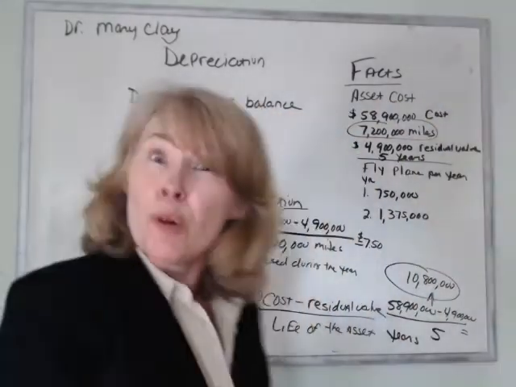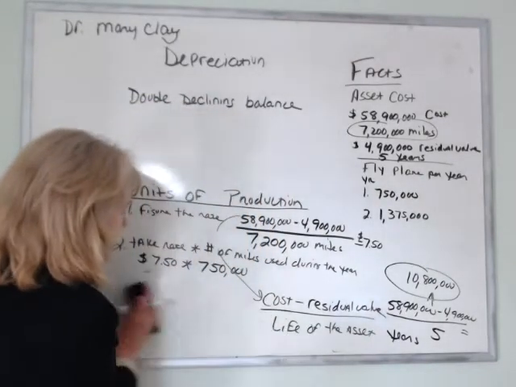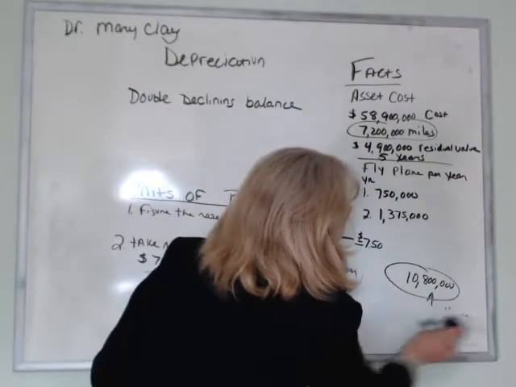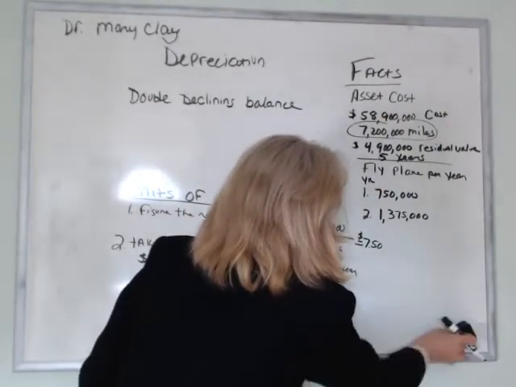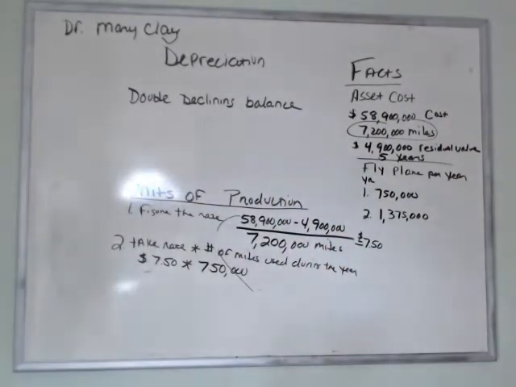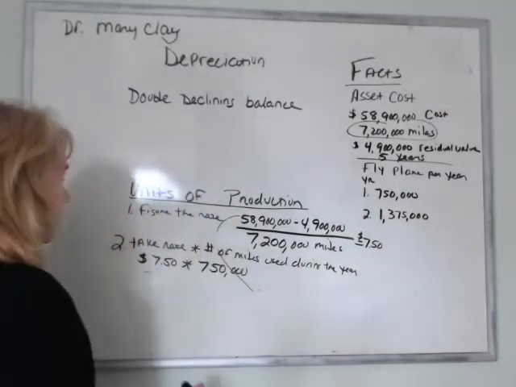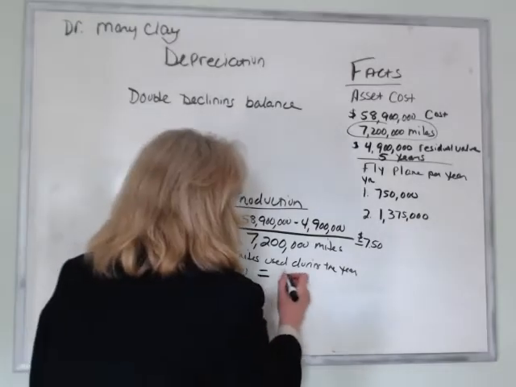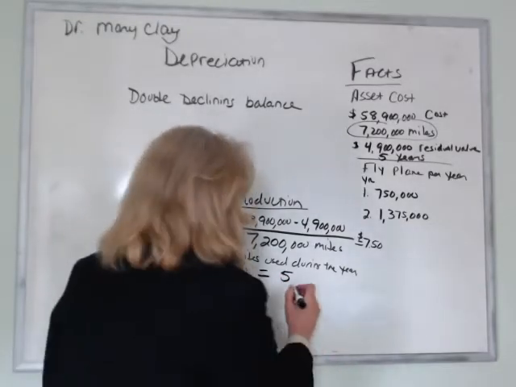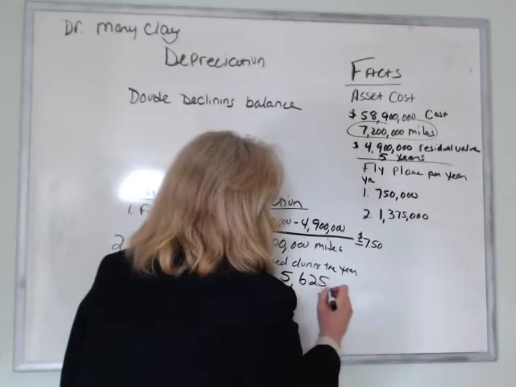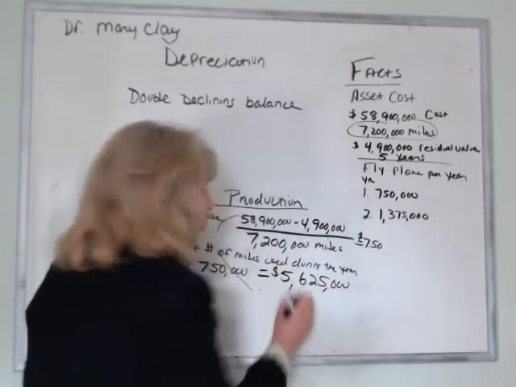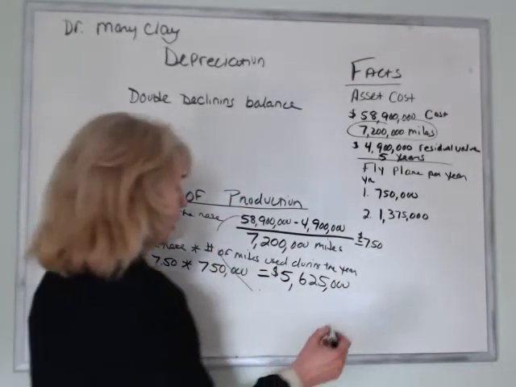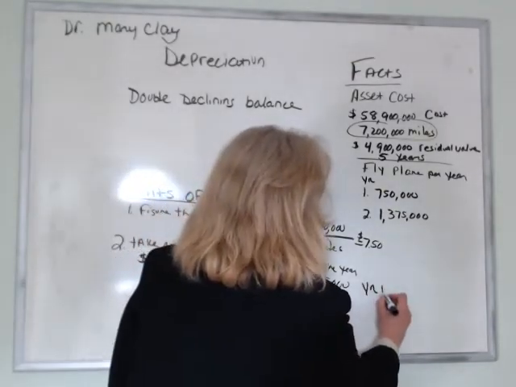And I need more room. All right, so I'm going to erase straight line. Remember, it's cost minus residual value. Okay, so there goes straight line. All right, so I'm going to take $7.50 times 750,000, and that equals 5,625,000. So that is your answer for depreciation expense for units of production for year one.